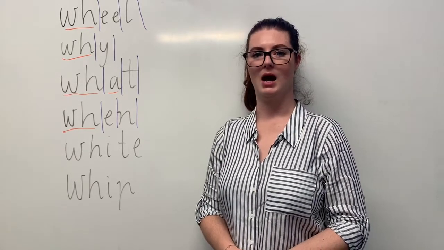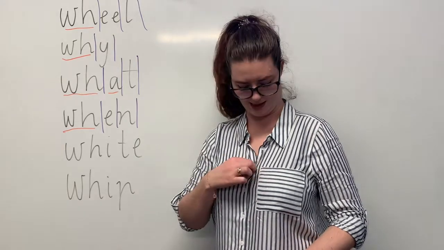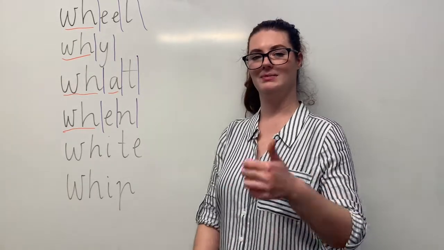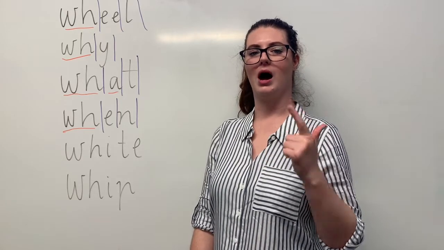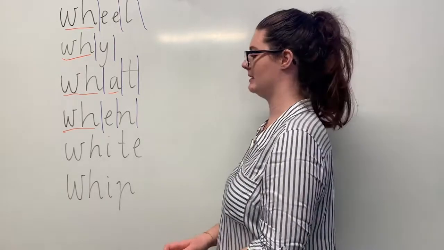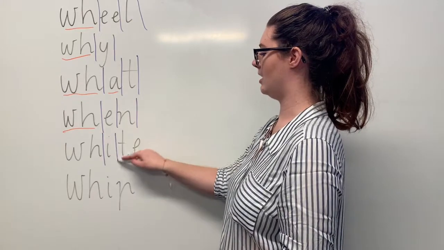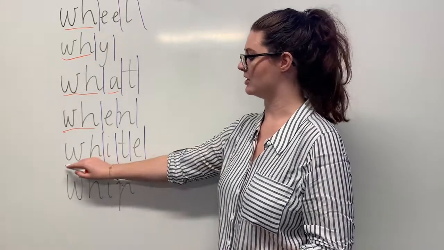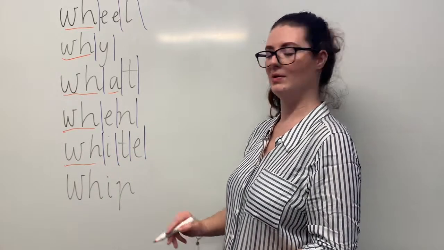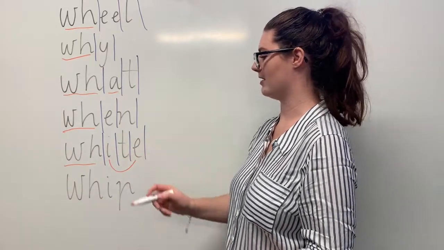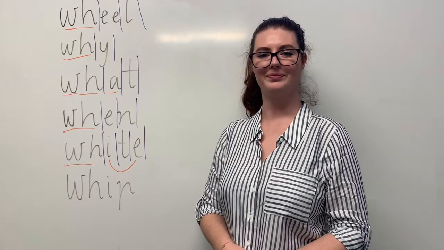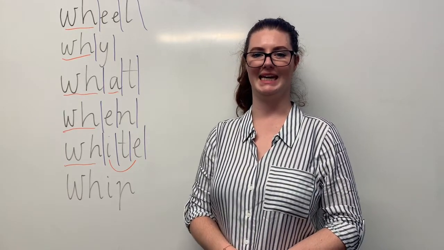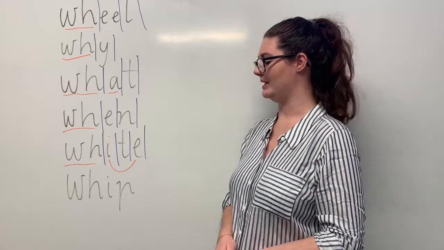Say white. I'm wearing a blue and white striped shirt. The sounds in white are, together, W, I, T. The letters in white are W-H-I-T-E. The parts that we need to remember are the WH digraph making the W sound, but also the IE split digraph making the I sound. Can you teach it to me? White. W-H-I-T-E. And our final red word is whip.